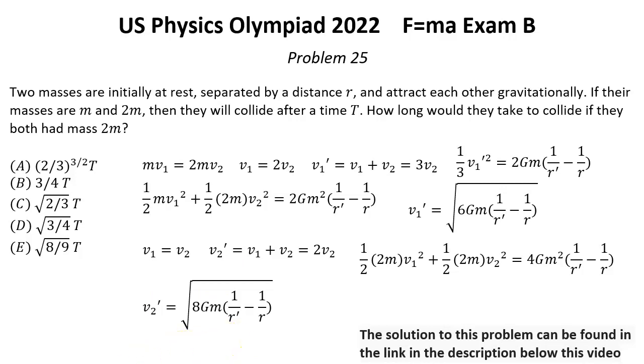Now we can find a relation between v1 prime and v2 prime, the relative velocities for the two cases with the same distance r prime. So we have v1 prime over v2 prime equal to square root of 3/4 for the same distance, it means that the time to collide is inversely proportional to the velocities. So it means that in the second case we have time equal to square root of 3 over 4 t, which is answer D, and that was the solution for problem number 25.